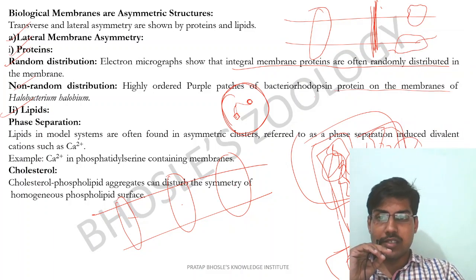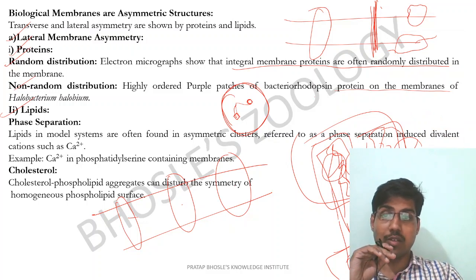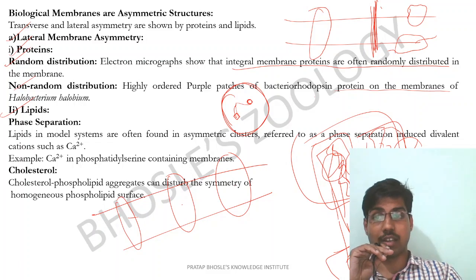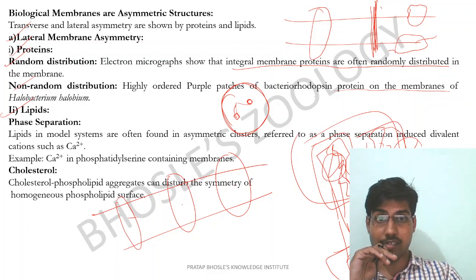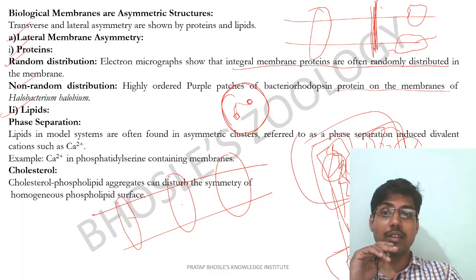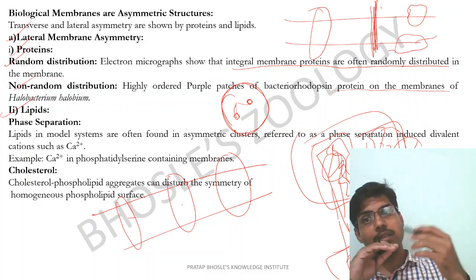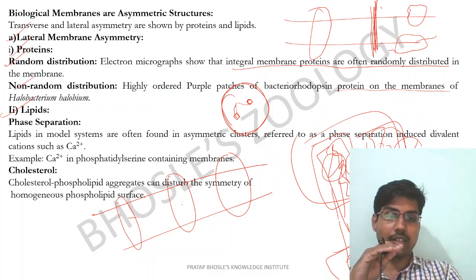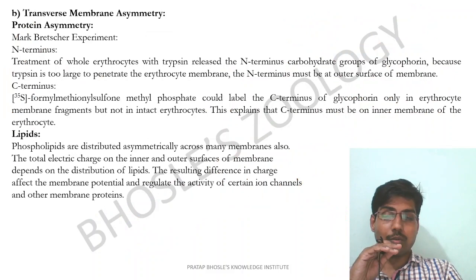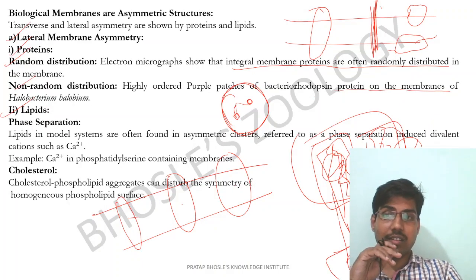Lipids in model systems are often found in asymmetric clusters, referred to as phase separation, induced by divalent cations such as calcium. If calcium is added, then what? It gives asymmetric clusters. So that's why a cholesterol phospholipid aggregate can disturb the symmetry of a homogeneous phospholipid surface. So here it said that lipids also show phase separation, right? So this is about the lateral symmetry.